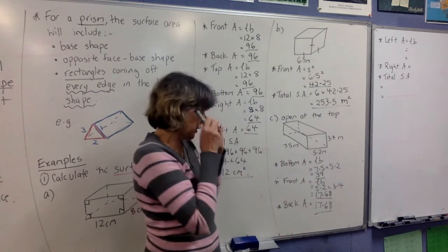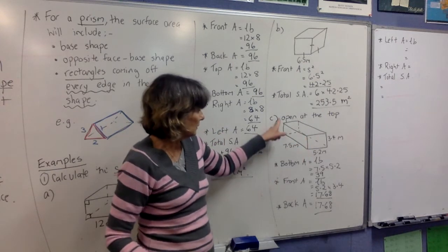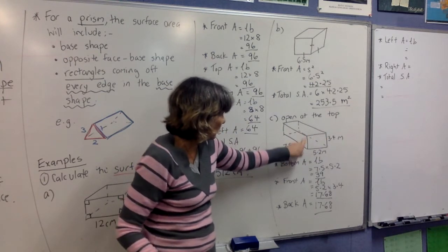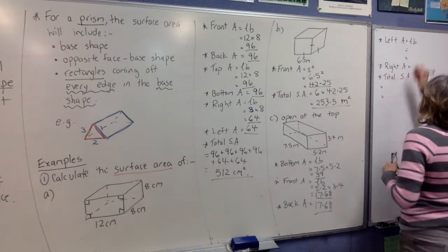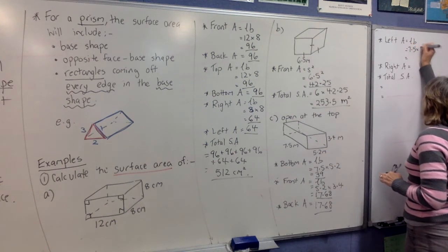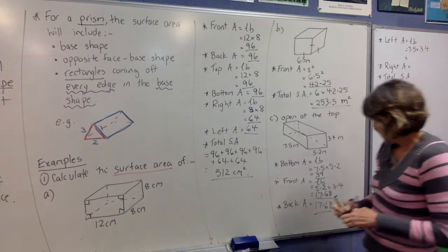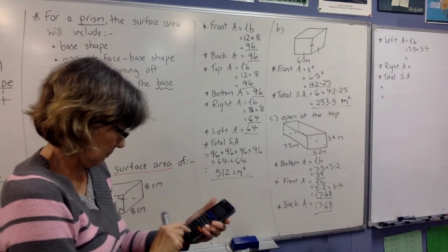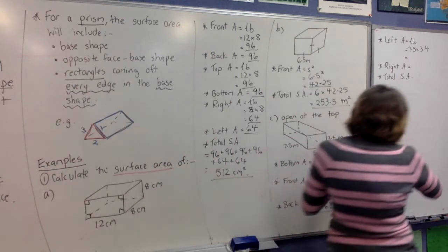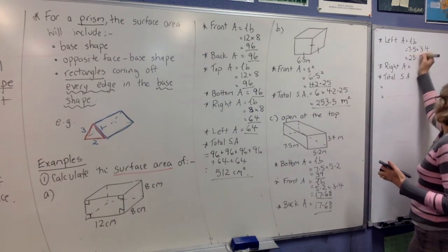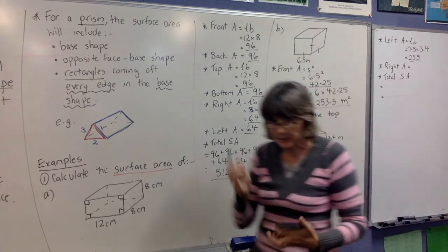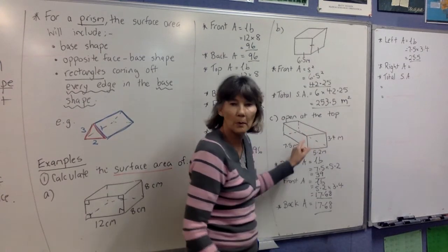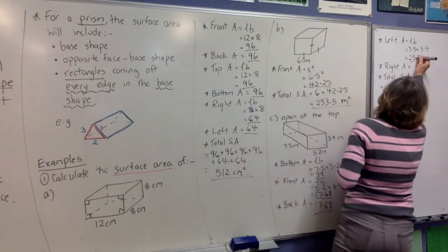Okay, now on the left side of it, so we're looking at this left face here. The length is 7.5 and the breadth comes across from here is 3.4. Okay, and we'll work that one out and see what we get. 25.5. Now that's the left face. So we're going to look at the right face now. So remember, the left and the right are opposite faces. They're going to be the same. So there's another 25.5.